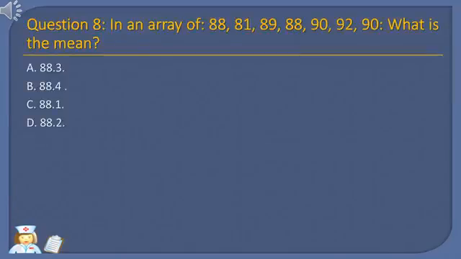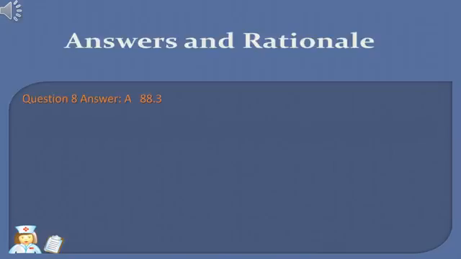Question 8. In an array of 88, 81, 89, 88, 90, 92, 90, what is the mean? A. 88.3. B. 88.4. C. 88.1. D. 88.2. Question 8 answer. 88.3.